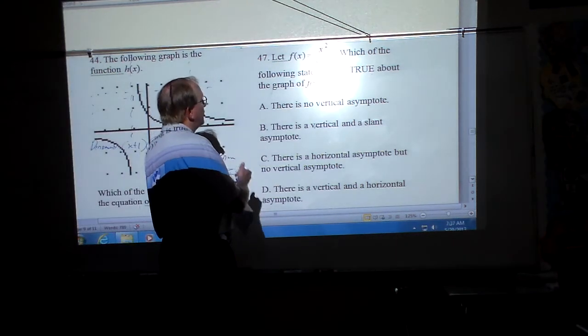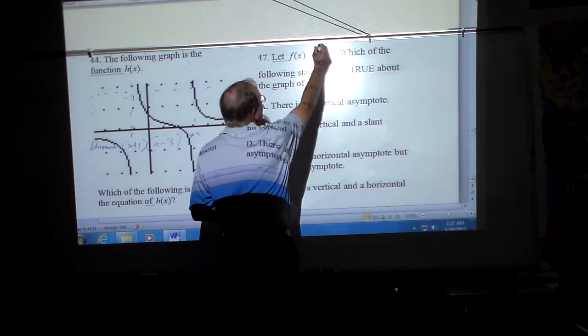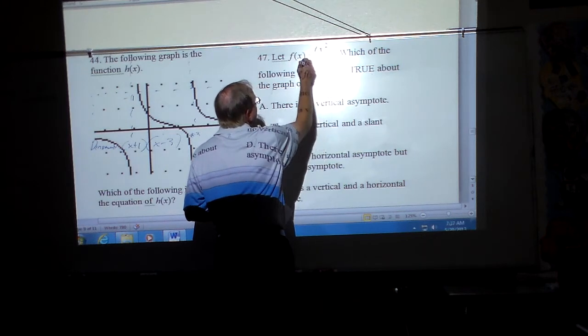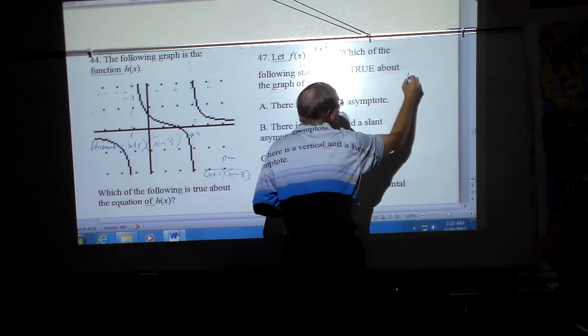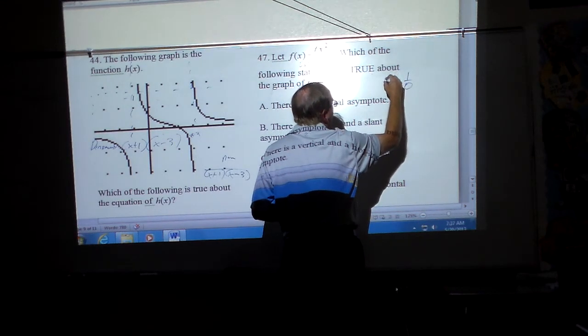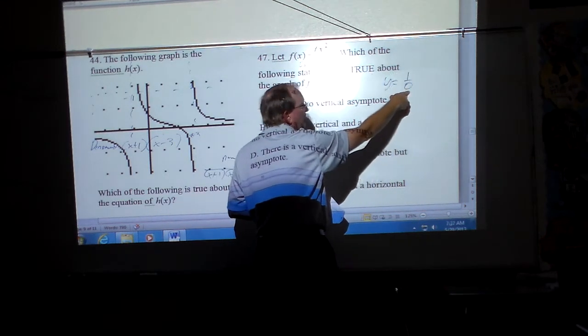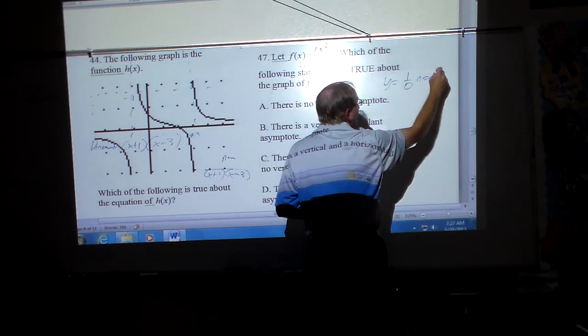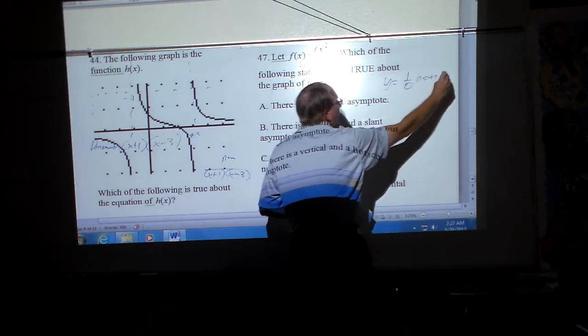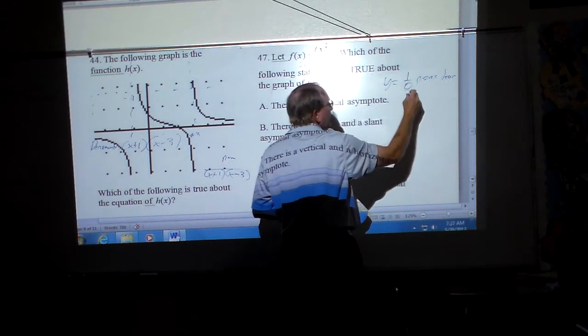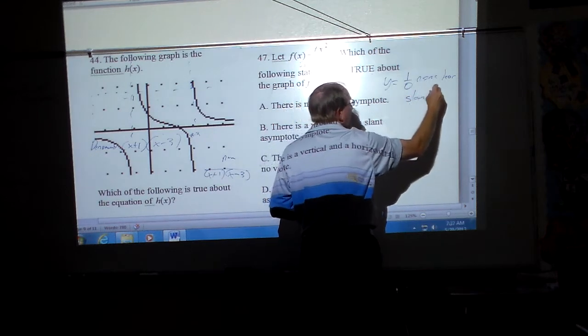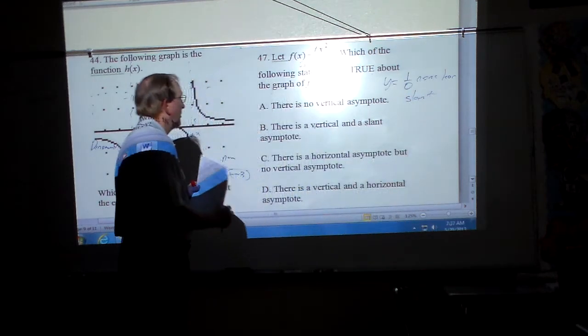Well, here's what I would do. That's 1x squared, and I have 0x squareds down here, meaning 1 over 0 is my horizontal. Can you divide by 0? No. So there's no horizontal. However, because the degree on top is larger than the degree on the bottom, I'm going to have a slant asymptote in my problem.